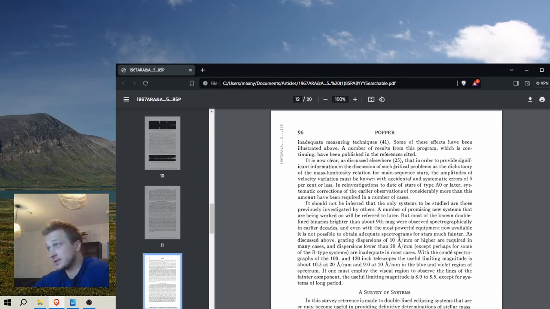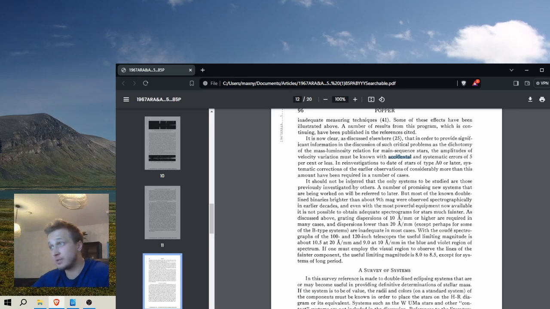It is now clear, as discussed elsewhere, that in order to provide significant information in discussion of such critical problems as the dichotomy of the mass-luminosity relation for main-sequence stars, the amplitudes of velocity variation must be known with accidental and systematic errors of 5% or less. How can we know about the magnitude of accidental errors is something that I wonder, but okay, let's leave that aside. In re-investigations to date of stars of type A0 or later, systematic corrections of the earlier observations of considerably more than this amount have been required in a number of cases.